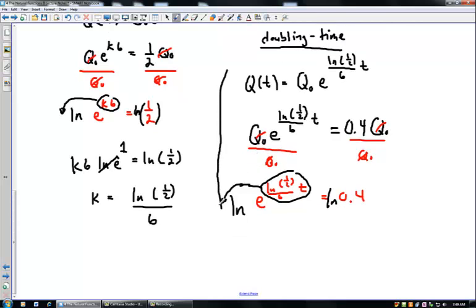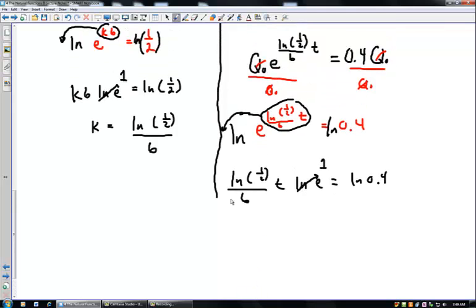So let's write down what we have. I have ln of 1/2 divided by 6, all times t, with an ln of e, equal to ln of 0.4. Now ln of e is 1, so I can just drop that off. And for this last expression here, I want to solve for t.